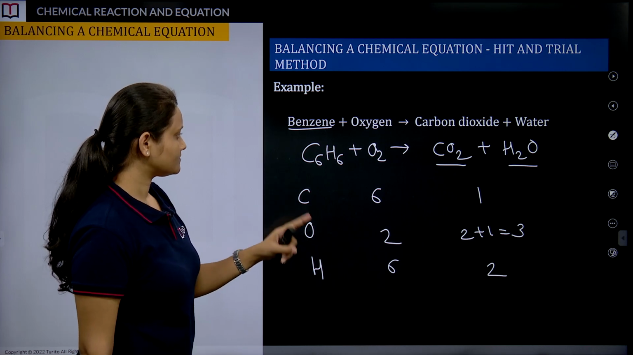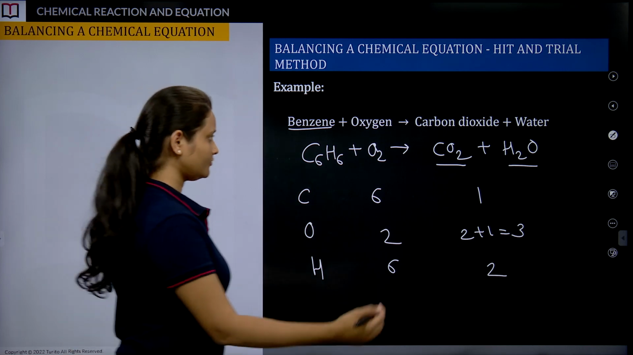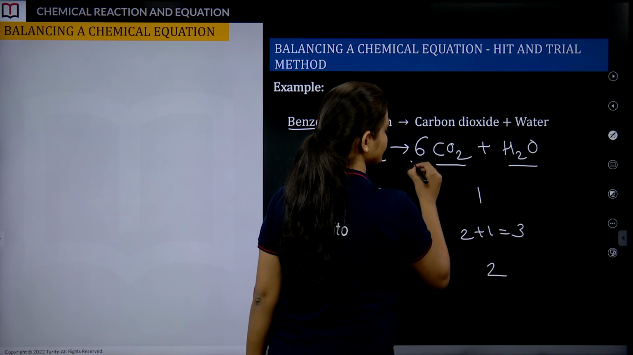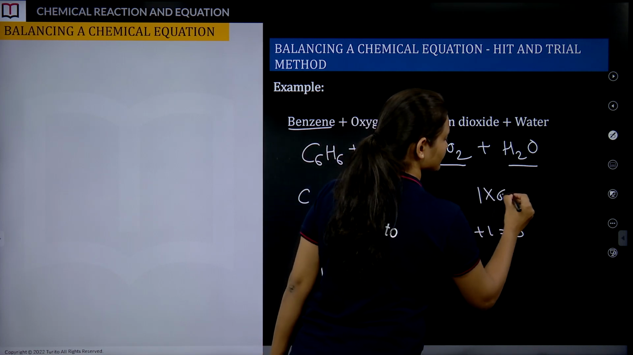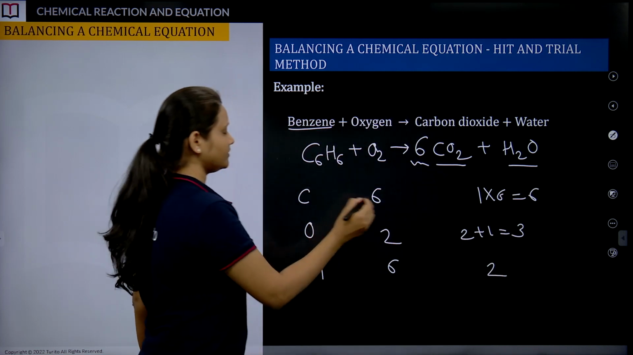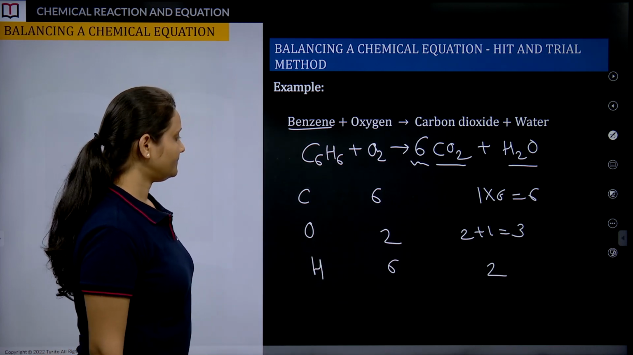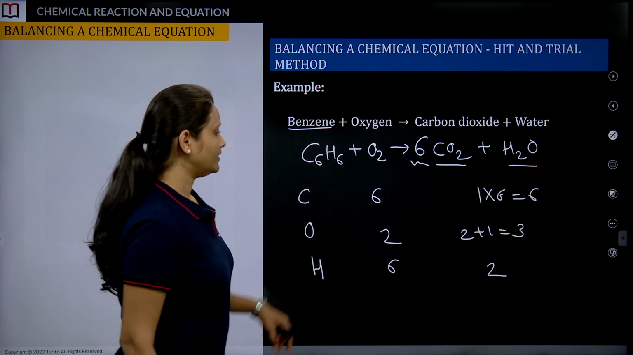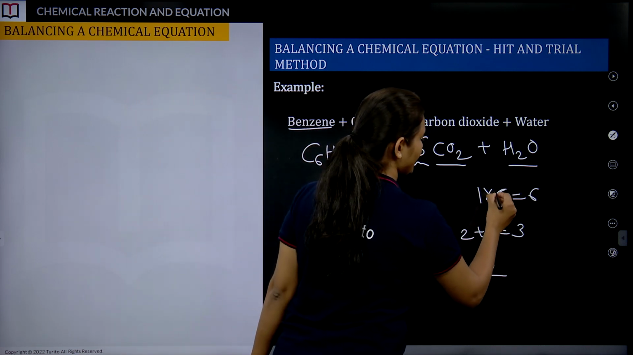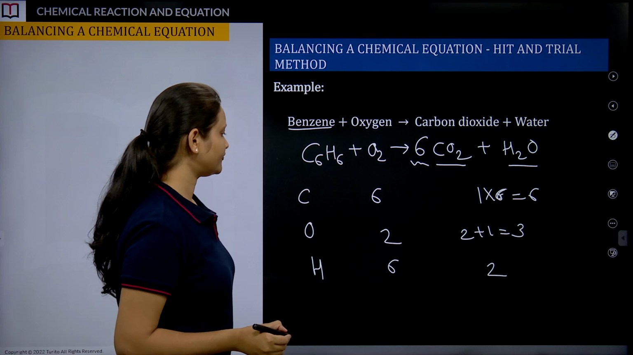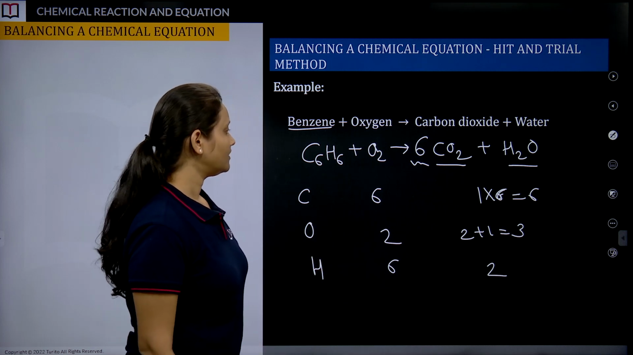O2, 2 plus 2, okay. So, if I am adding coefficient 6 here, that means the number of carbon are getting balanced, right? Then moving ahead, after doing so, what we need to do? We need to balance the next thing, that is oxygen, 2 and 3.